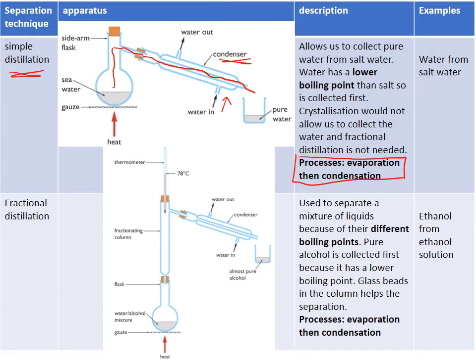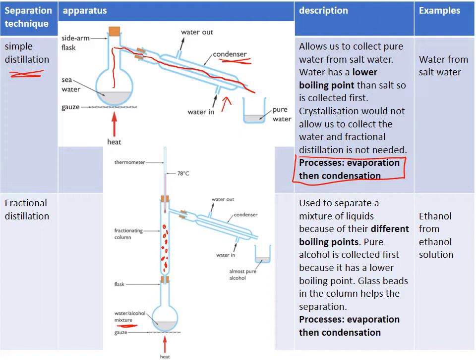Now this is pretty much the same for fractional distillation, although fractional distillation just has this fractionating column in the middle, and this fractionating column contains either little glass beads or porcelain, broken ceramic, anything like that, anything which has a high surface area, and that just helps the separation of the two miscible liquids here. In this sense, we have water and alcohol. You could have water and ink or something like that.